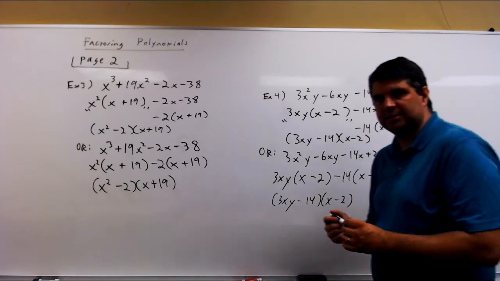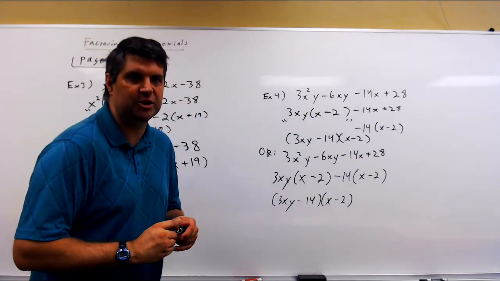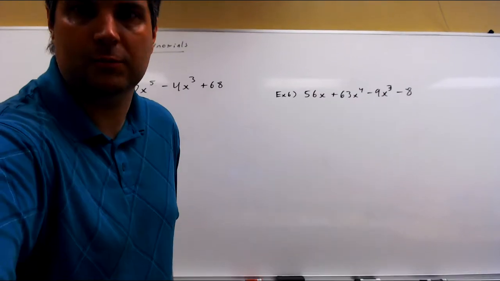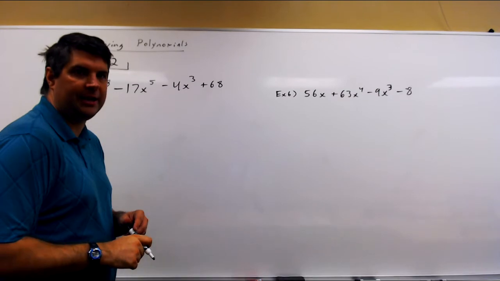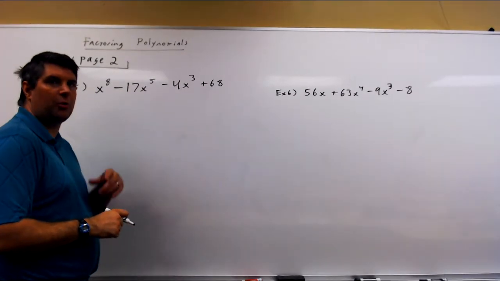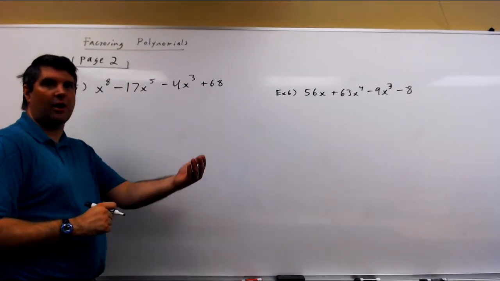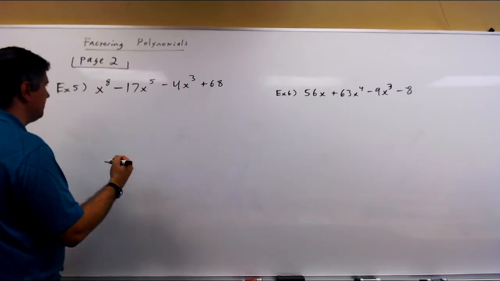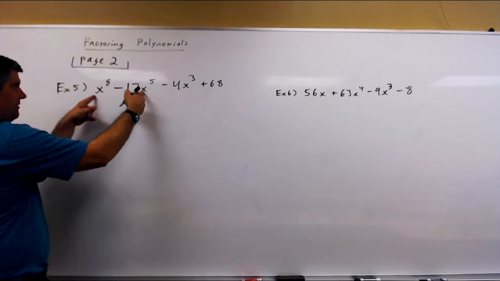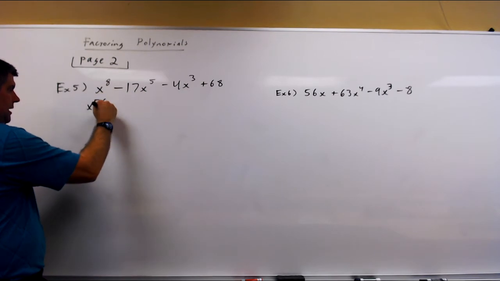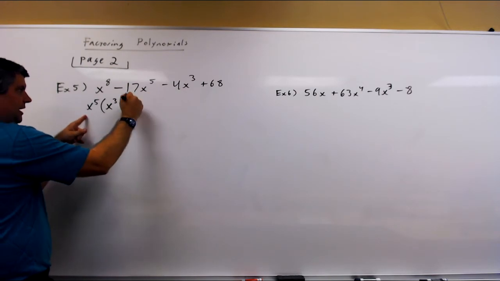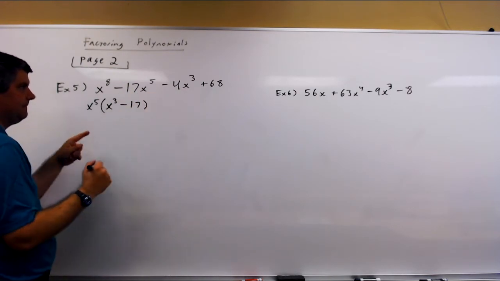Okay, I'm going to pause here and switch methods and put examples 5 and 6 on the board. All right, here at examples 5 and 6, I'm going to start with the more advanced method and then show the more basic method for comparison purposes. So these two both have an x to the 5th in them. X to the 8th divided by x to the 5th is x cubed. And the x to the 5ths cancel here, leaving you negative 17.